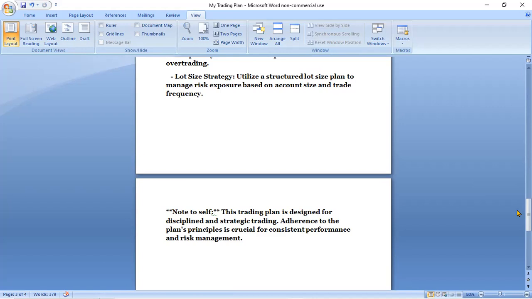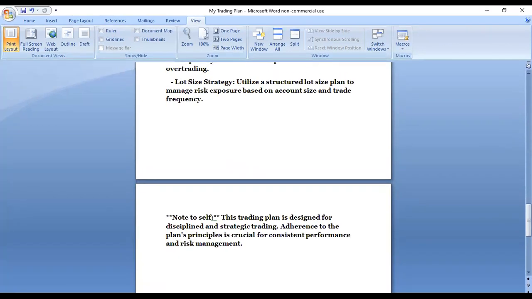So let's dive into the charts and I'll go step by step through my trading plan. That way you can see exactly how I execute my trading plan on the charts. So let me go ahead and pull up a chart.